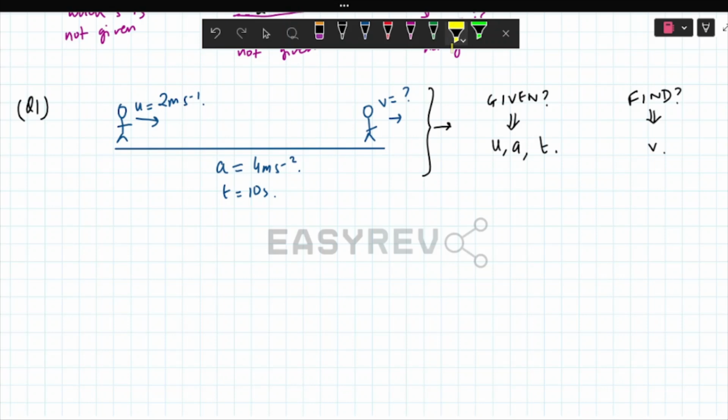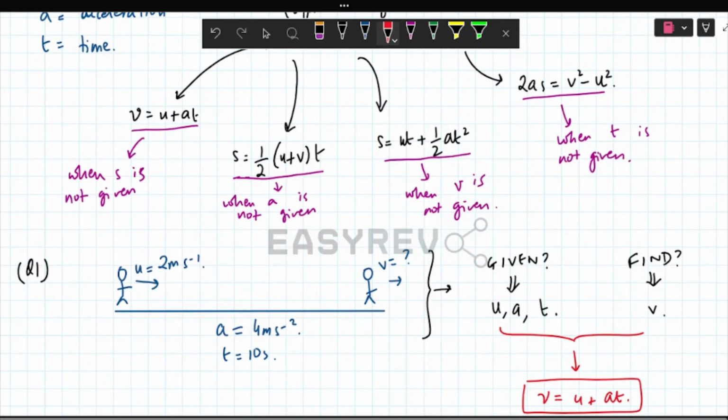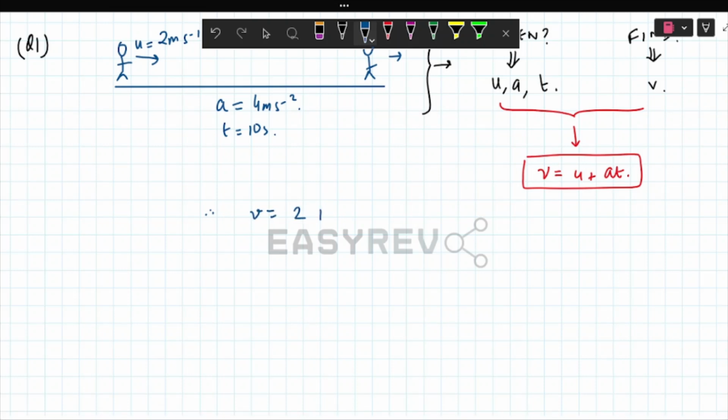As far as our four equations of motion go, there's only one equation that relates v, u, a, and t with each other. That is v equals u plus at. And notice how we were able to shortlist what equation we can pick from the four that we presented above, just by knowing what we are given and what quantity we need to find. Now it's just a matter of plugging our values inside, in which case we get v equals 2 plus 4 times 10, and solving this gives us 42 meters per second.